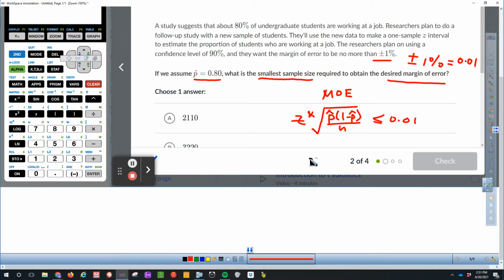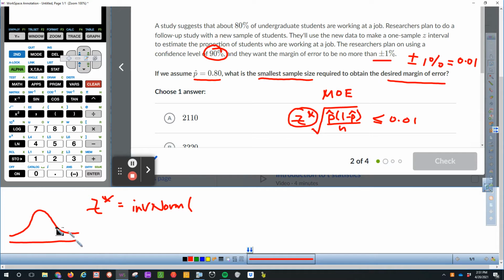Okay, so now to work this out, we need to figure out how to find z star. You have to use the inverse norm on your calculator, and we get this from here, 90%. In 90% of the confidence interval, so here it's 0.90, the tail end here is 0.05, and here is 0.05, right? Because they're both the same tail, they're identical.